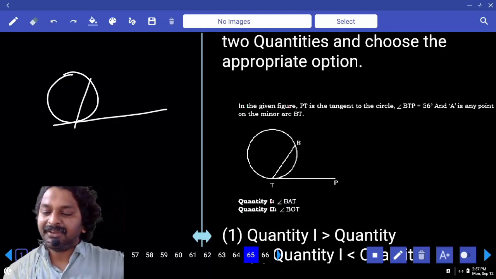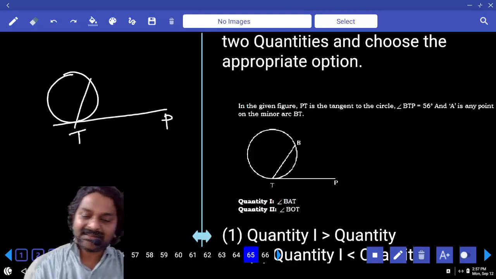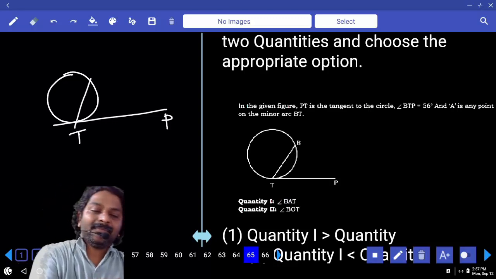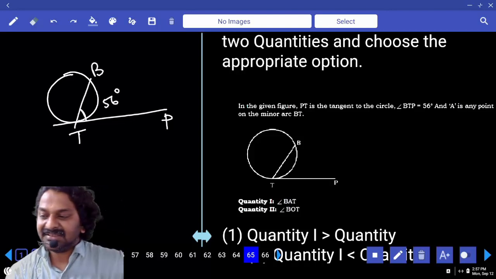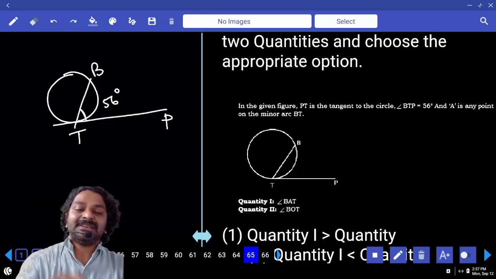Now in the given figure, PT is a tangent. P and T, this is a tangent. Angle BTP is equal to this angle. They mentioned it as 56 degrees. A is any point on the minor arc BT.